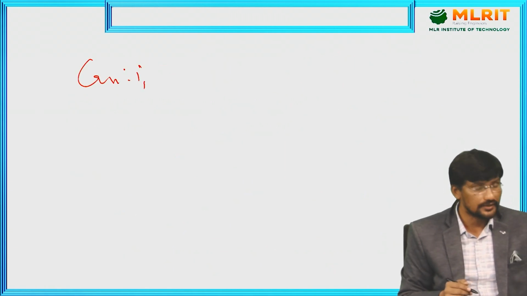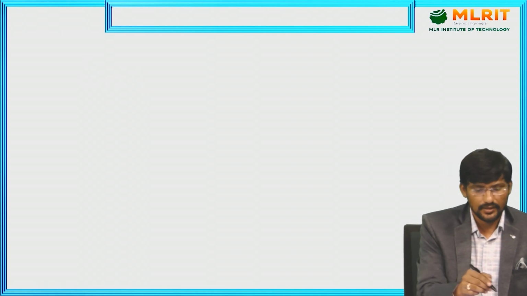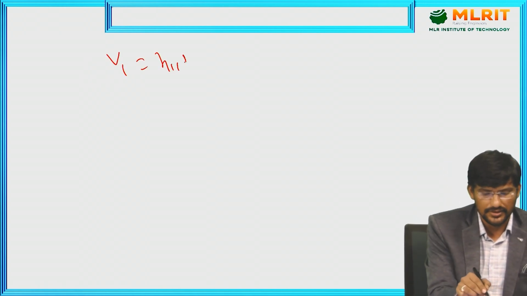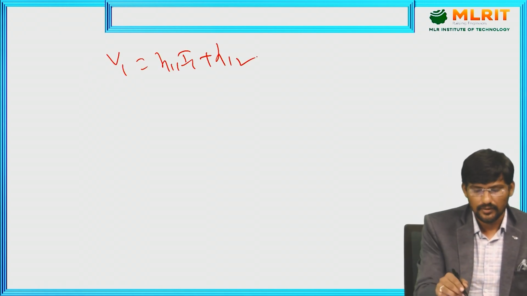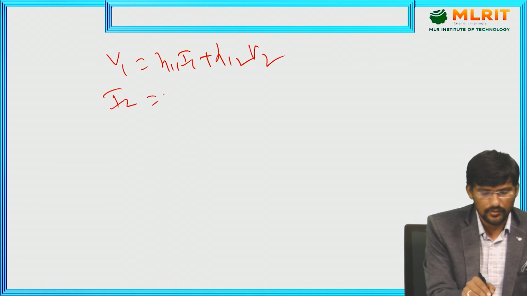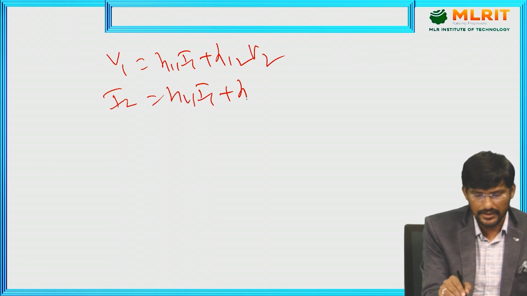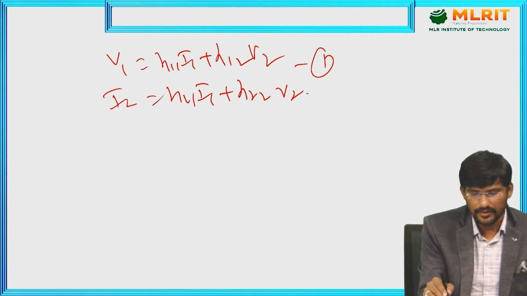Again, I will take the equations. What are the equations? V1 is equal to H11 I1 plus H12 V2, I2 is equal to H21 I1 plus H22 V2. Again, we are taking the equations.